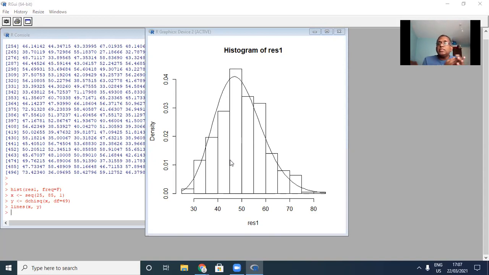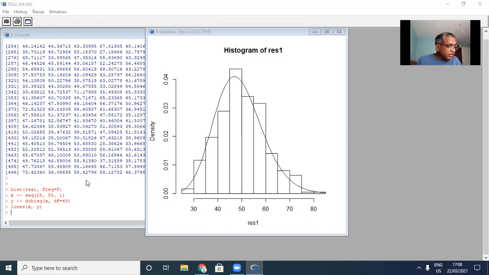And that's what you would expect because of the theoretical result that says that the statistic n minus 1 times s squared divided by sigma squared should follow the chi-squared distribution with n minus 1 degrees of freedom. All right, so that's what you see.